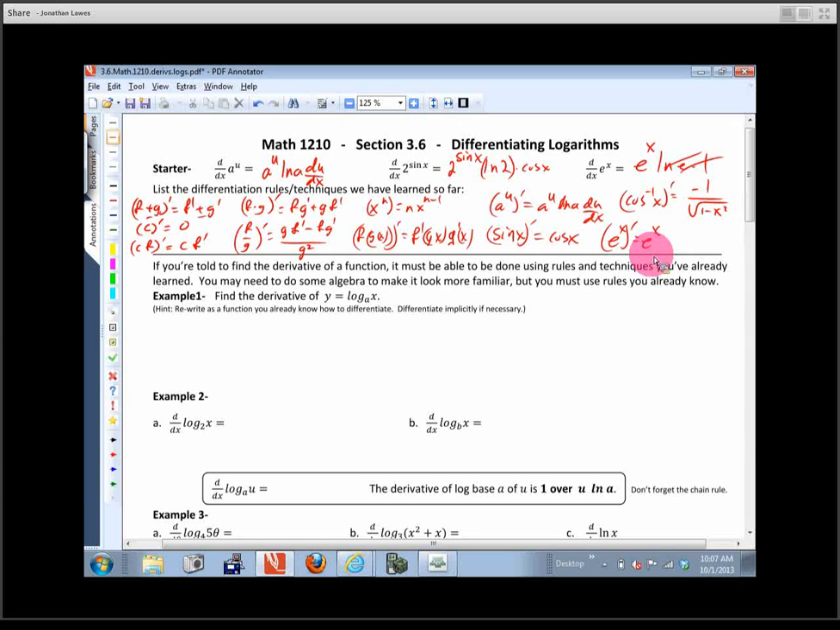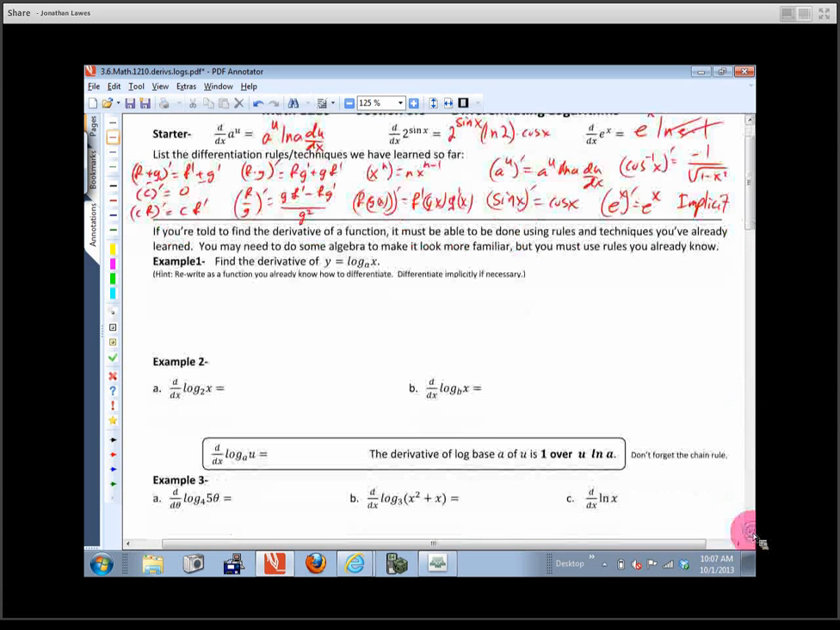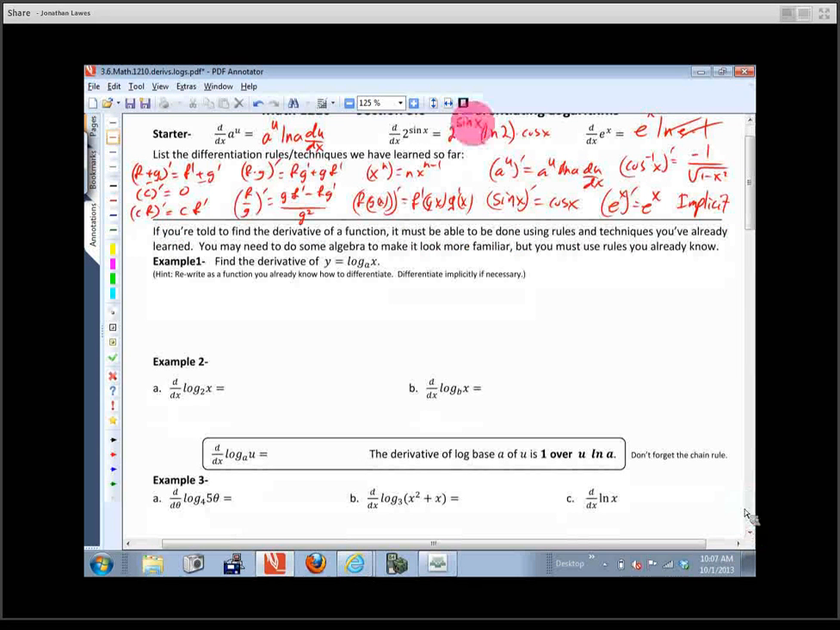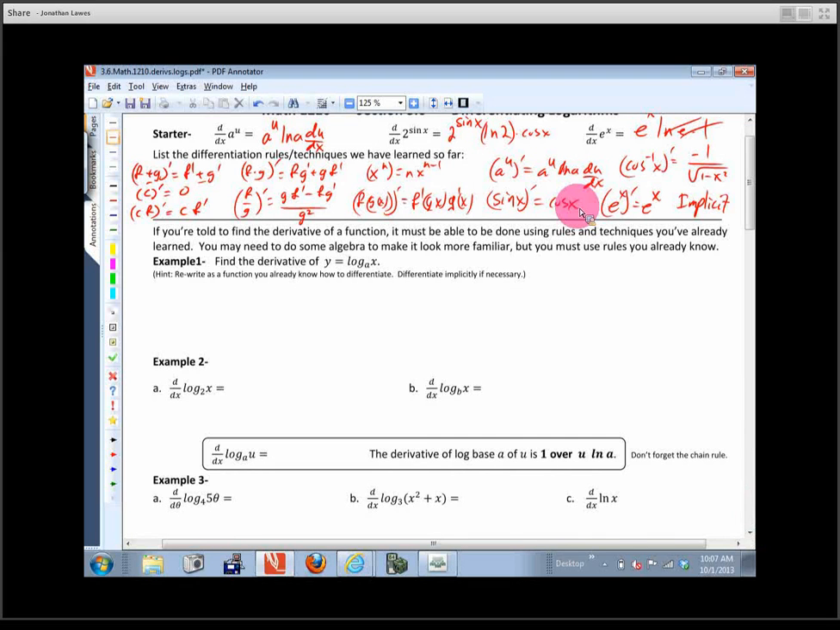And then there's one last technique that we haven't talked about. It actually made it possible for us to find the derivative of inverse functions. Implicit. We learned how to do implicit differentiation. Okay, again, treating everything as a differentiable function of x. So what we're going to do is we're going to take the tools that we've just talked about and reviewed, and we're going to find the derivatives of some new functions.